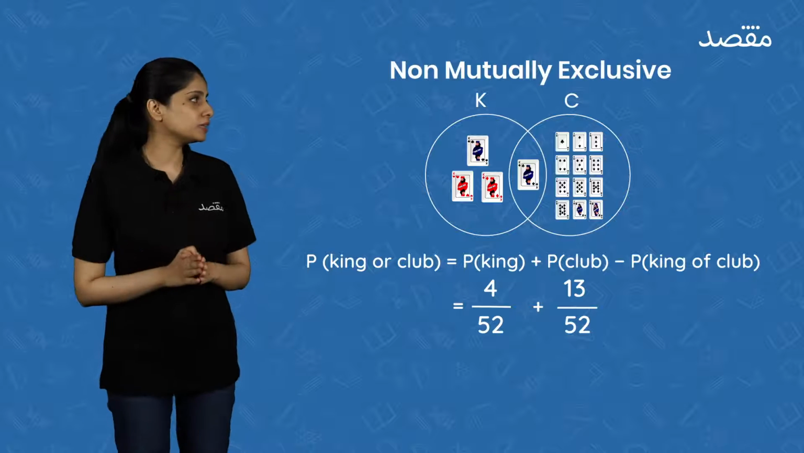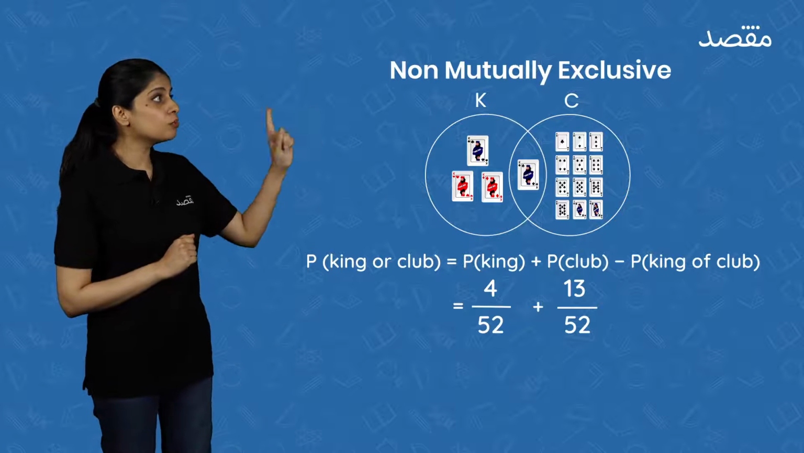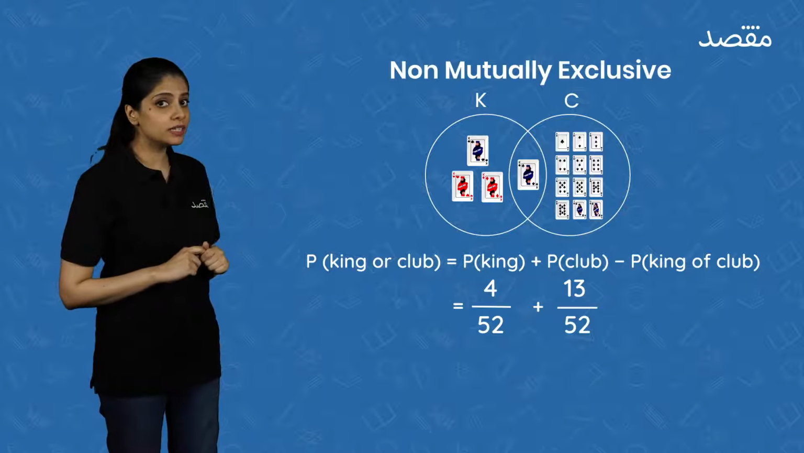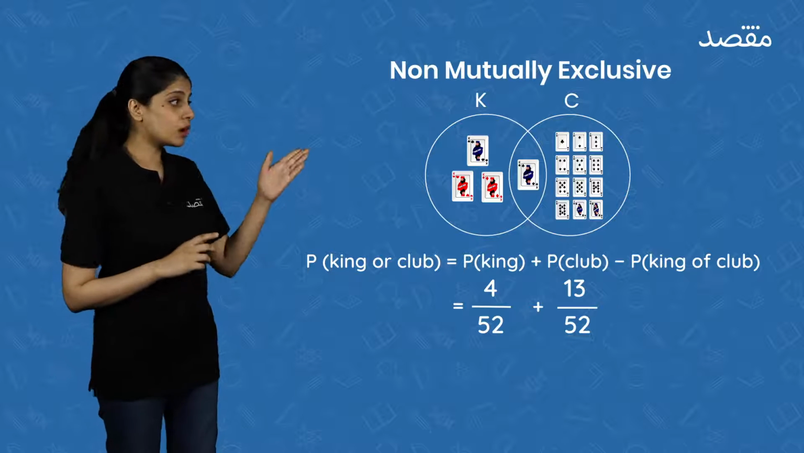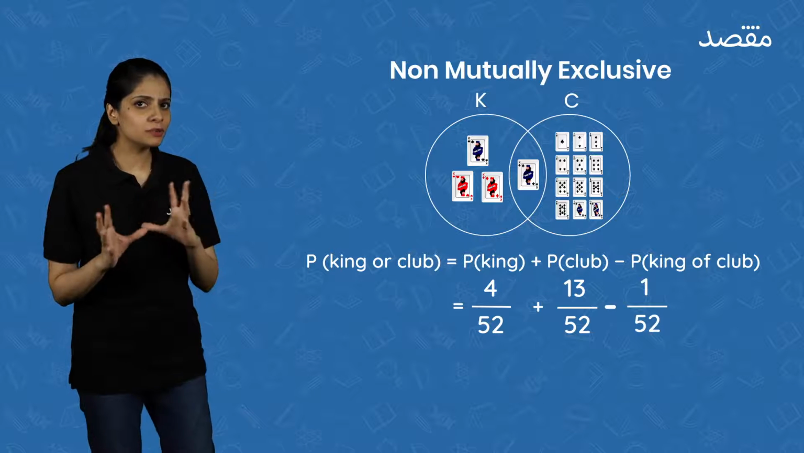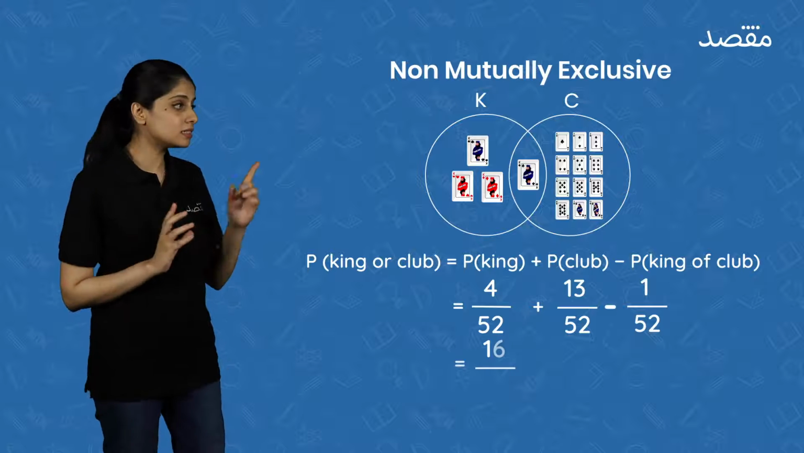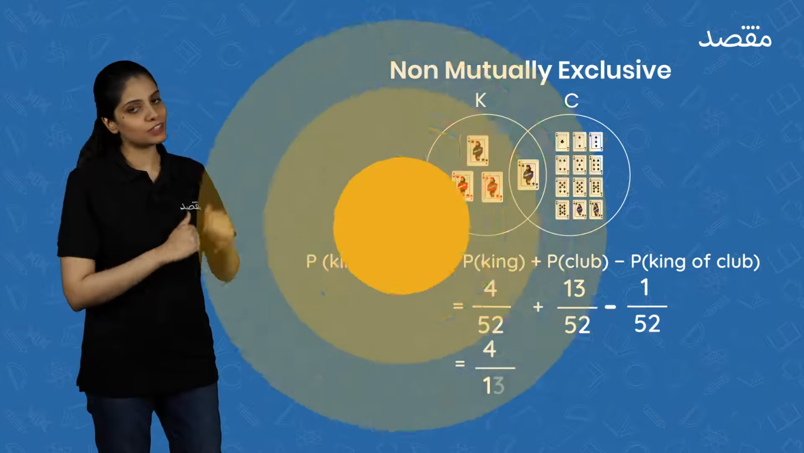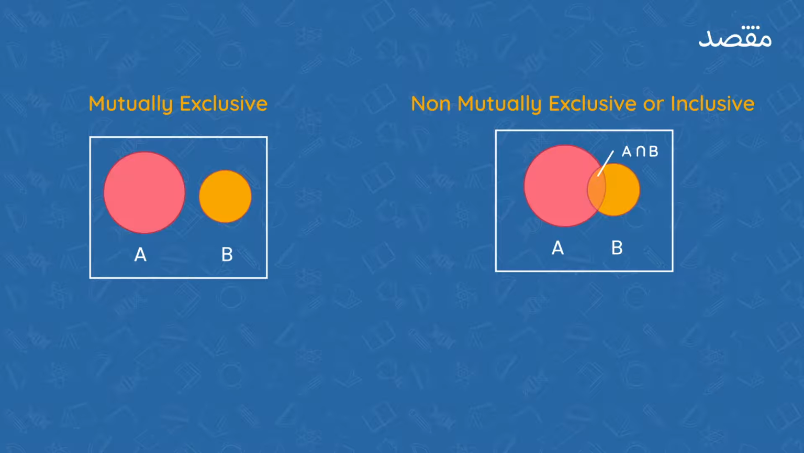जब हम Venn diagram को देखते हैं तो हमें पता चलता है कि हमें common region वाला कार्ड उसमें से subtract करना पड़ेगा, right? So उस common region वाले कार्ड की क्या probability है? That's 1 over 52. जब हम इस सबको compute करते हैं, we get the answer 16 over 52, which when we simplify is 4 over 13. Here we get done with the addition rule of probability.